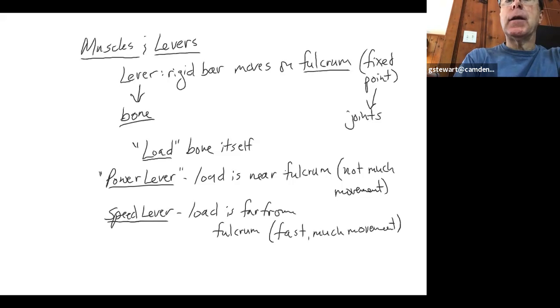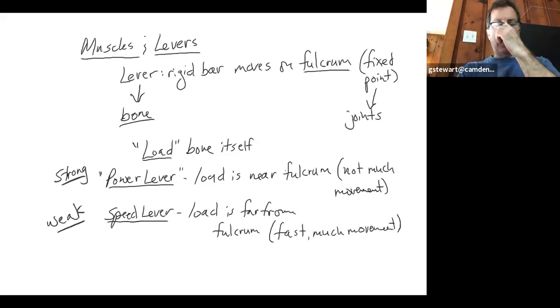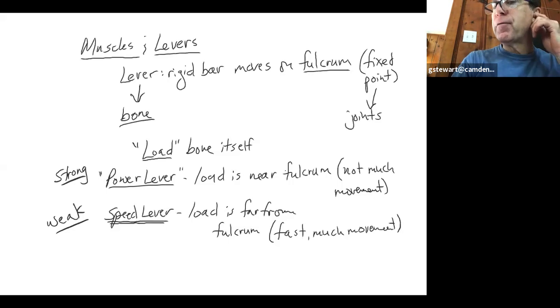So these tend to be fast, but weak. Certain joints in your body are fast and weak, like the shoulder. That's how a baseball player can throw a baseball so fast. It's a speed lever, but it's also very weak. The load is far from the fulcrum. The baseball is way out at the fingertips, and the fulcrum is actually the shoulder itself.